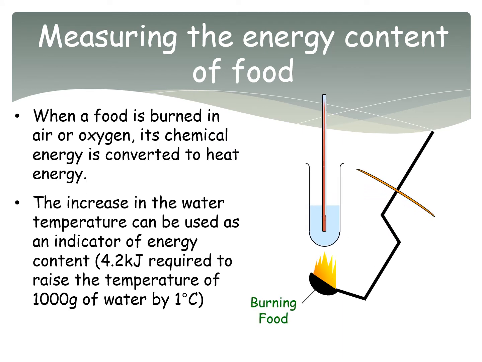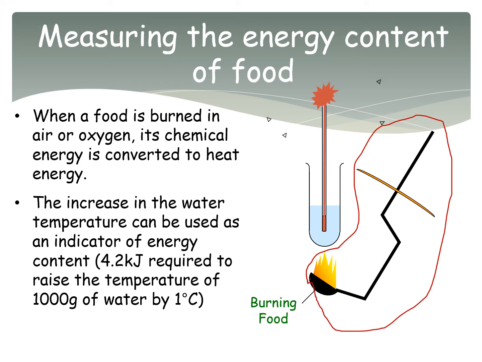So to do this, we would use a deflagrating spoon, which is this here, and we would put our little piece of food in it, and then we would burn it in oxygen or air, and we would see how much the temperature went up on the thermometer and how much the water above heated. So when a food is burned in air or oxygen, its chemical energy is converted to heat energy. The increase in the water temperature can be used as an indicator of energy content.